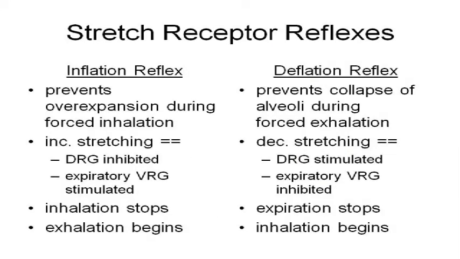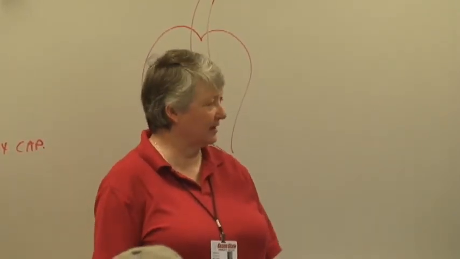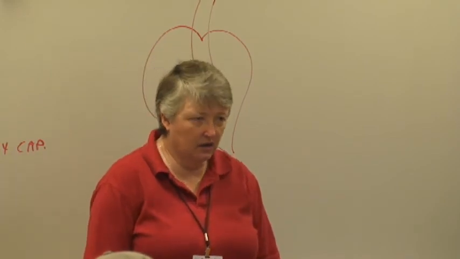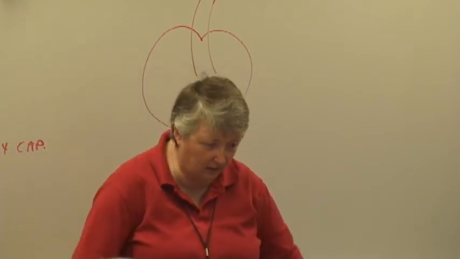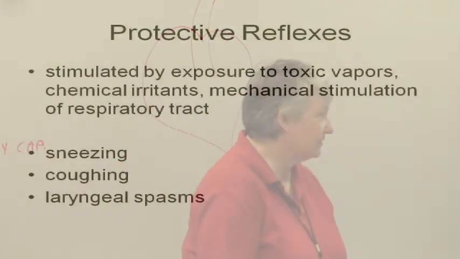Then you've got stretch receptor reflexes. These are stretch receptors that are basically in the walls of the lungs. Now, everybody inhale. Keep inhaling, keep inhaling. At some point you got to exhale, right? So, this prevents you from actually blowing out your lungs. You cannot overinflate your lungs consciously. Same thing with, you cannot collapse your lungs. Everybody exhale till they can't exhale anymore. You cannot collapse your lungs.